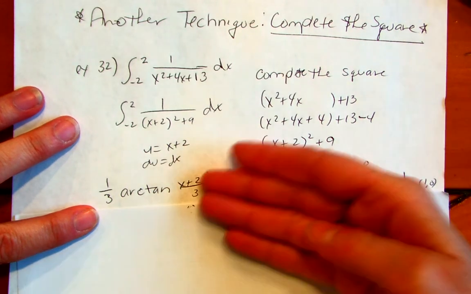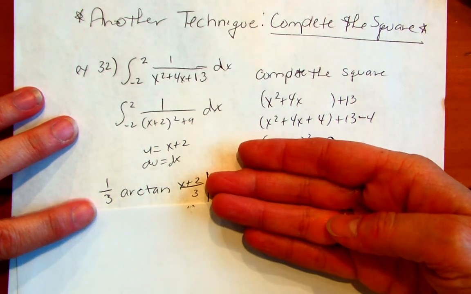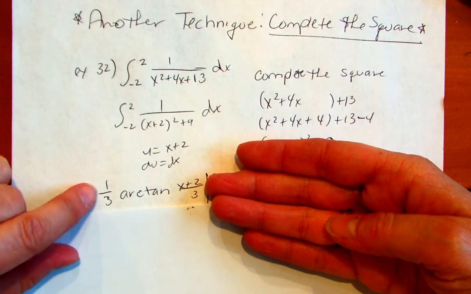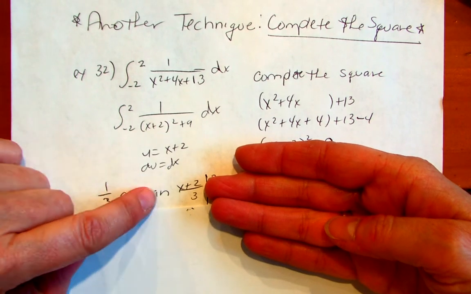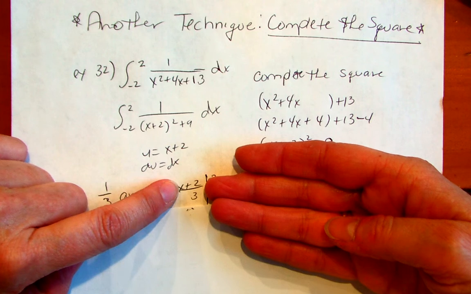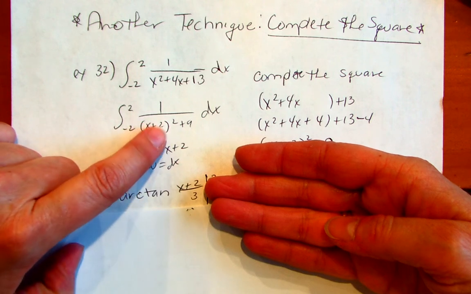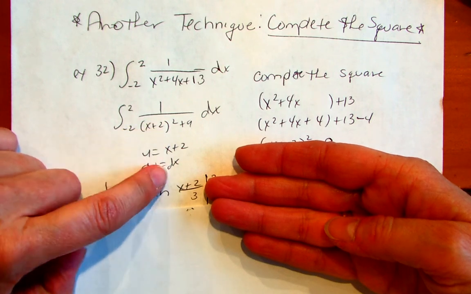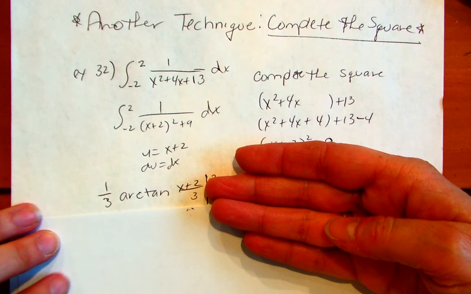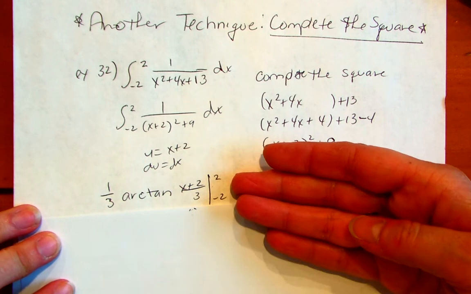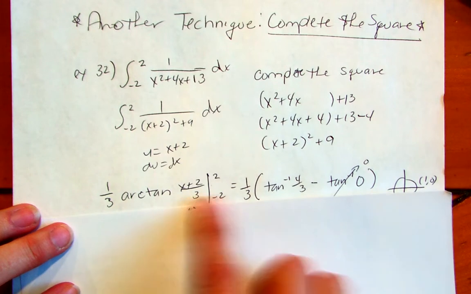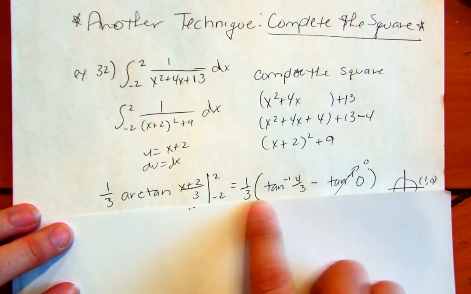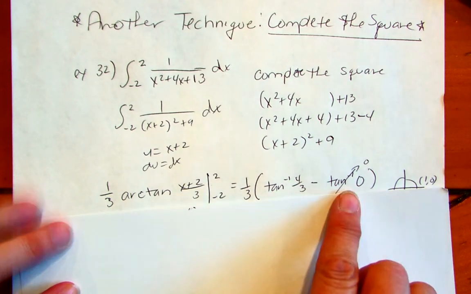And so again, if you look at this, it's 1 over a. My a is 3. Arc tangent of whatever is inside the parentheses, whatever your u is, which is x plus 2, over your a, and it is a definite integral, so from 2 to negative 2. So I put in 2, plus 2 here is 4. I put 1 there on the outside. I put in negative 2, which happens to be 0.